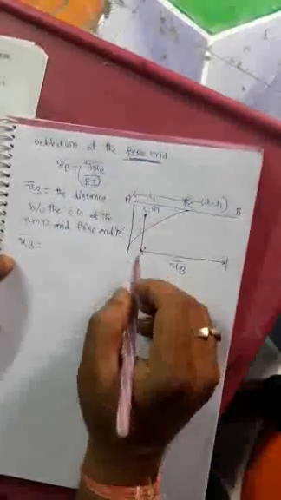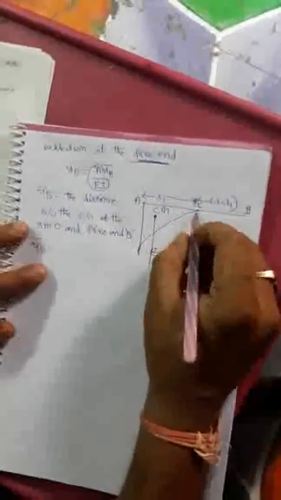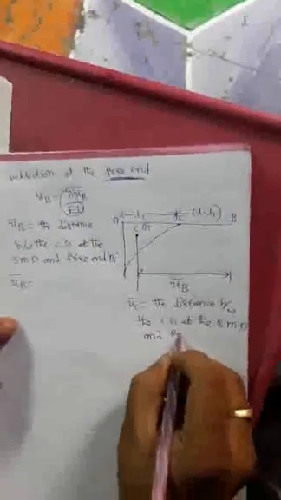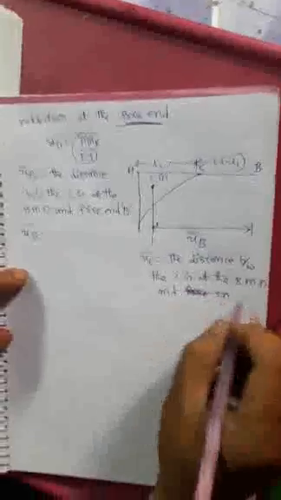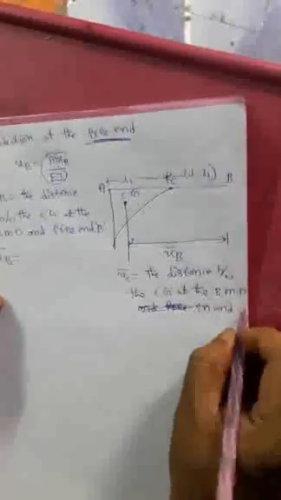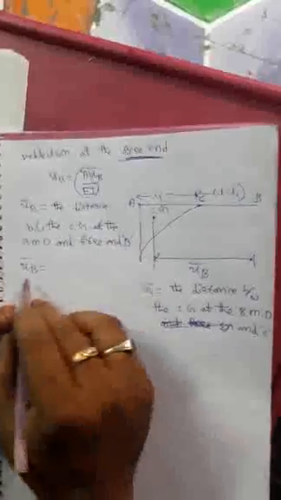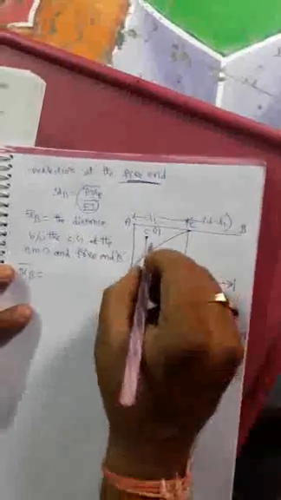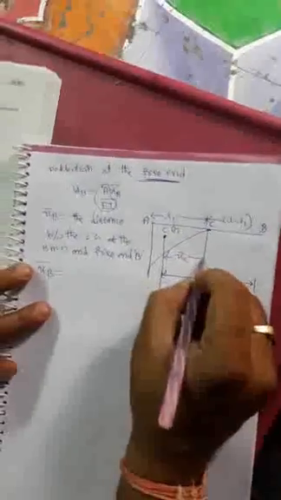So x bar B is nothing but the distance between the center of gravity of the BMD and the free end B. And x bar C is nothing but the distance between the center of gravity of the BMD and C. So from C to the center of gravity is nothing but x bar C. So this is the x bar C.